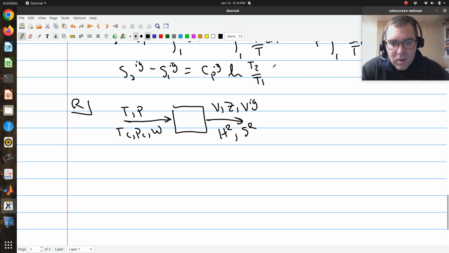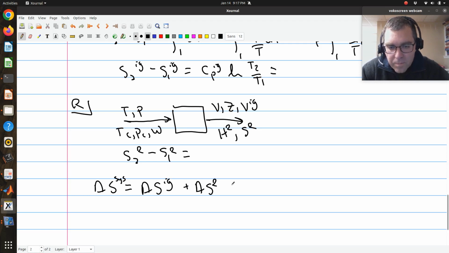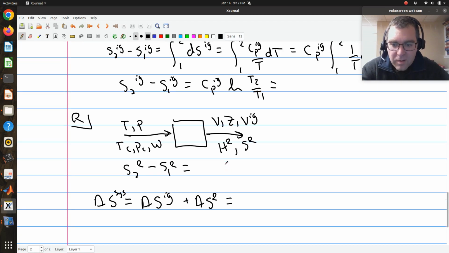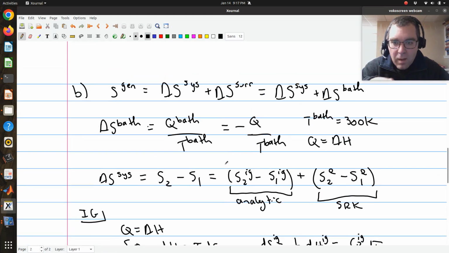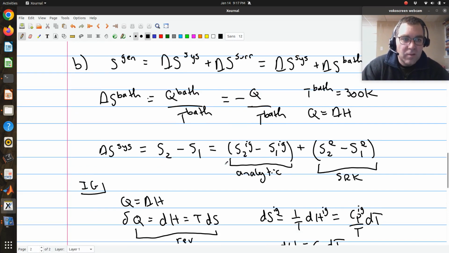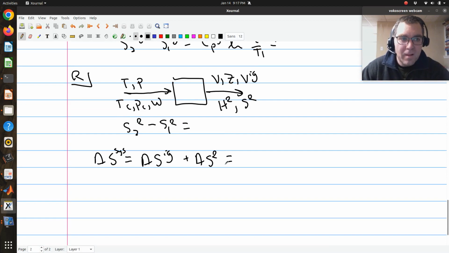Okay, so let me just put some placeholders in here. So we'll go over them. We'll calculate S2R minus S1R. And then delta S, essentially, is delta S ideal gas plus delta S residual. And so we'll compute delta S system, and then we'll also calculate delta S bath as we jump over as well. Okay, so let's get it.